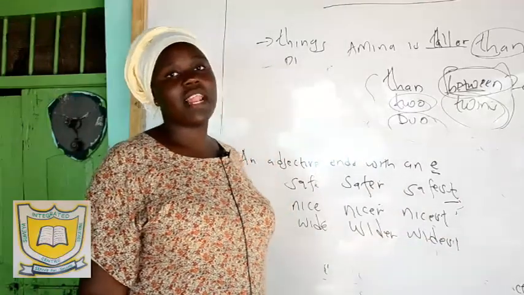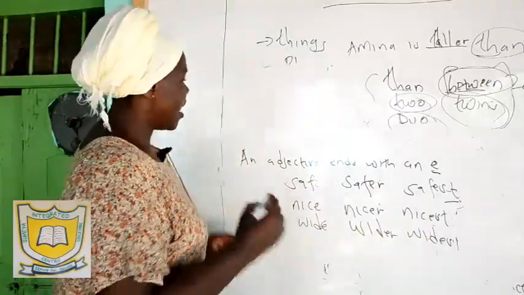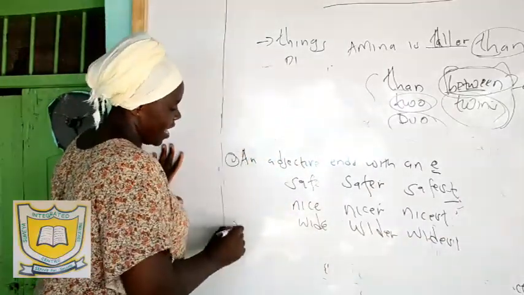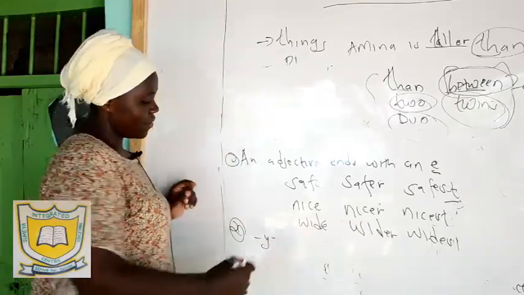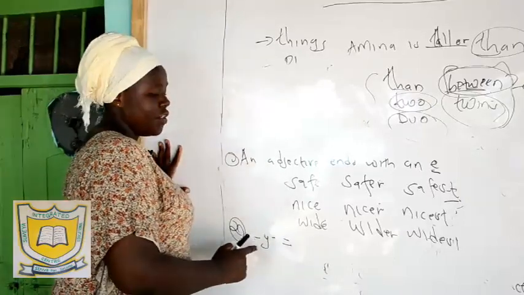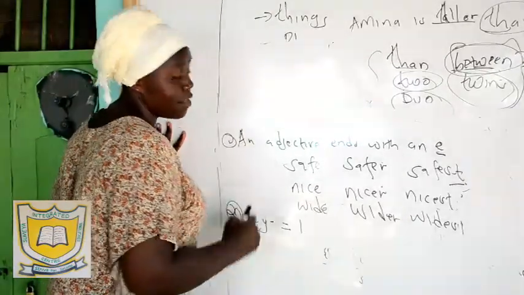Now, number two, if an adjective ends with a consonant and y, you replace the y with an i.